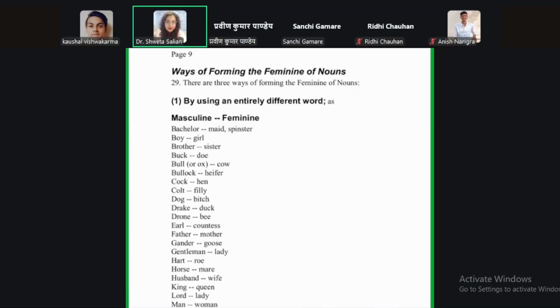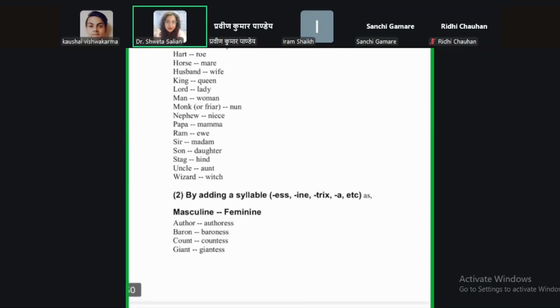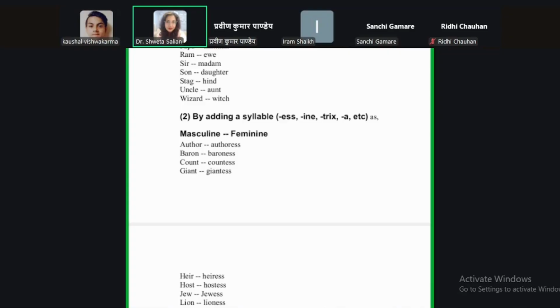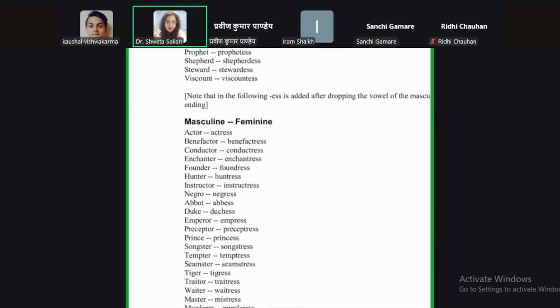Now these you will have to look at and memorize: bachelor, maid, spinster, etc. You will have to look at all of this and memorize it. I think you should do this by yourself. Author, authoress, etc. This you'll have to look at.